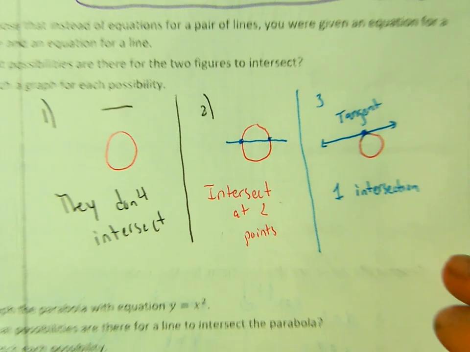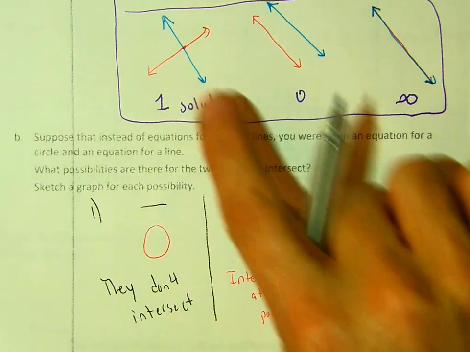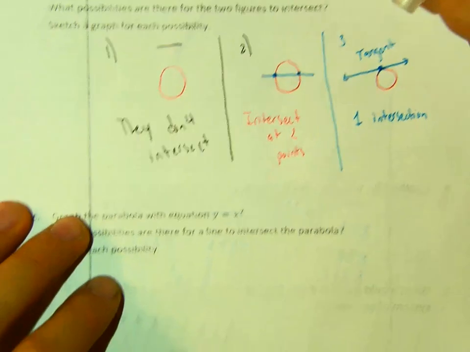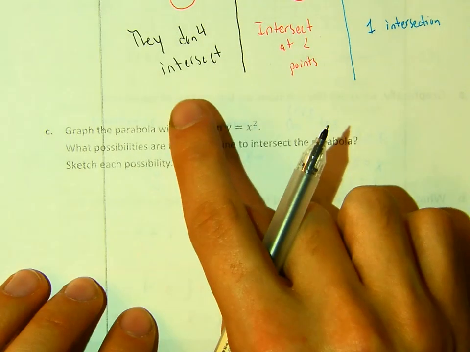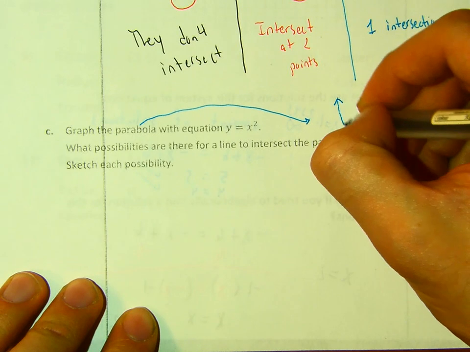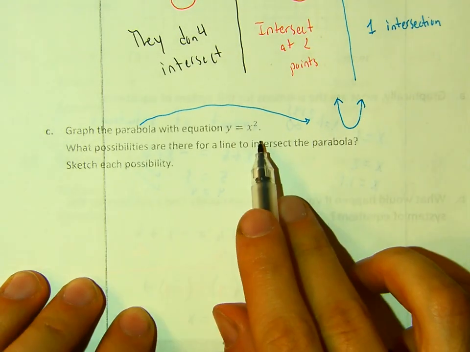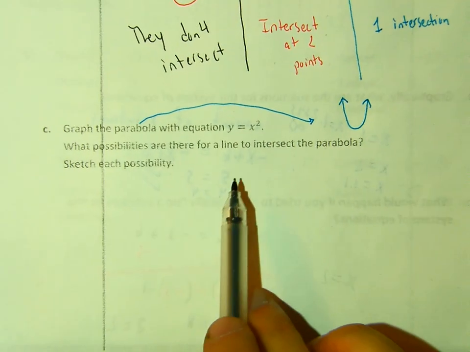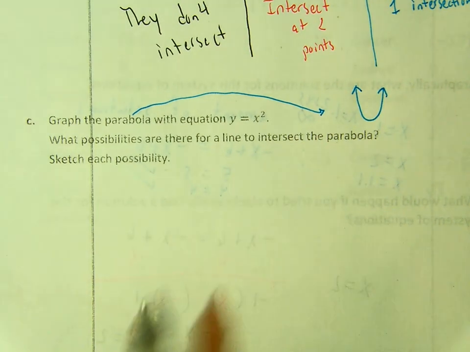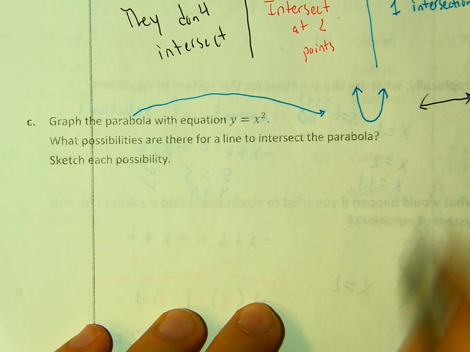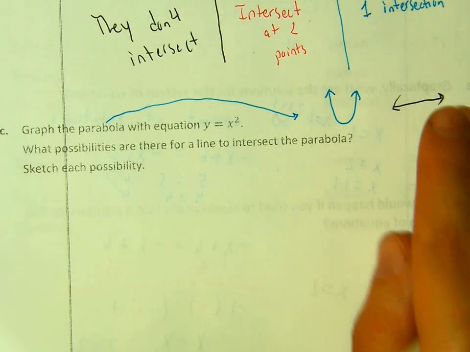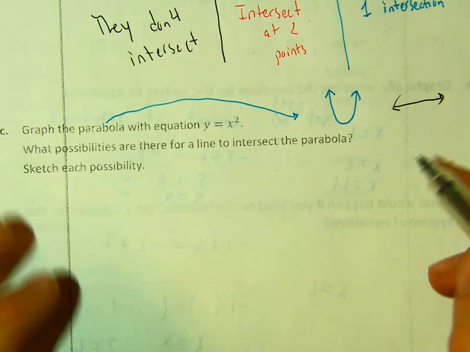So now, let's just try and see the visuals, right? We talked about two lines. We talked about a circle and a line. Let's take a look at part C, the last part. It says, given the graph of a parabola. So what does a parabola look like? Remember, a parabola looks like this. Okay, this is some x squared. It says, what are the possible ways that a line can intersect with a parabola? What kind of different interactions could a parabola and a line have, right? So let's take a look.